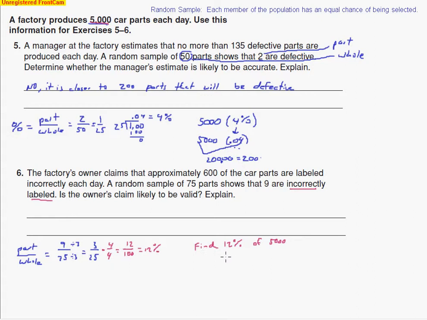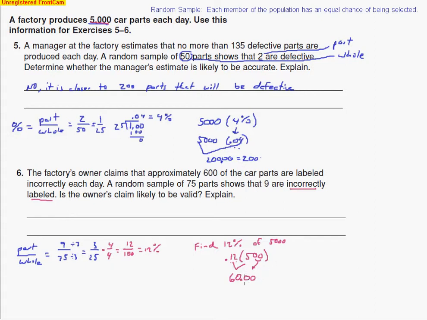And so what I'll do is I'm just going to take this 0.12, so I changed it to a decimal, and I'm going to multiply it by 5,000. I'm going to do the same thing I did before. So I'm going to do 12 times 5, because I remember that is 60, and I'm going to bring down these two zeros. These two zeros just get brought down, and then I move that decimal over 1, 2 spaces. So 1, 2 spaces makes 60.